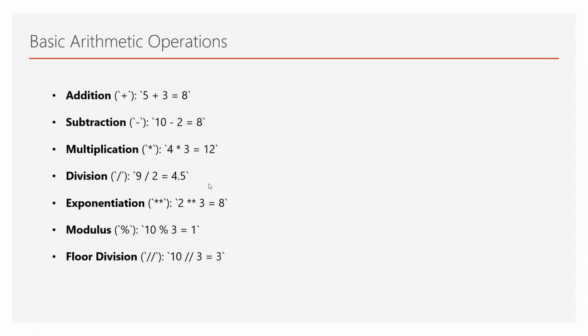Then comes your modulo operator. This percentage sign is nothing but the modulo operator. So when you divide 10 by 3, 1 is the remainder. So the remainder will be your final output.